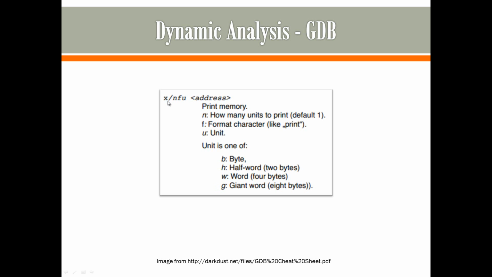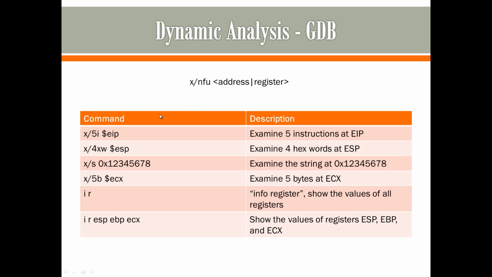So the syntax here is X, I guess for examine, I don't know. Anyways, it's X slash the number of units, F is sort of the format or the type, and U is the unit itself. So it seems a little convoluted, but look at this and I'll make a little bit more of an example. So we want to examine 5 instructions, I for instructions, at EIP. And registers in GDB are prefixed with a $ sign.